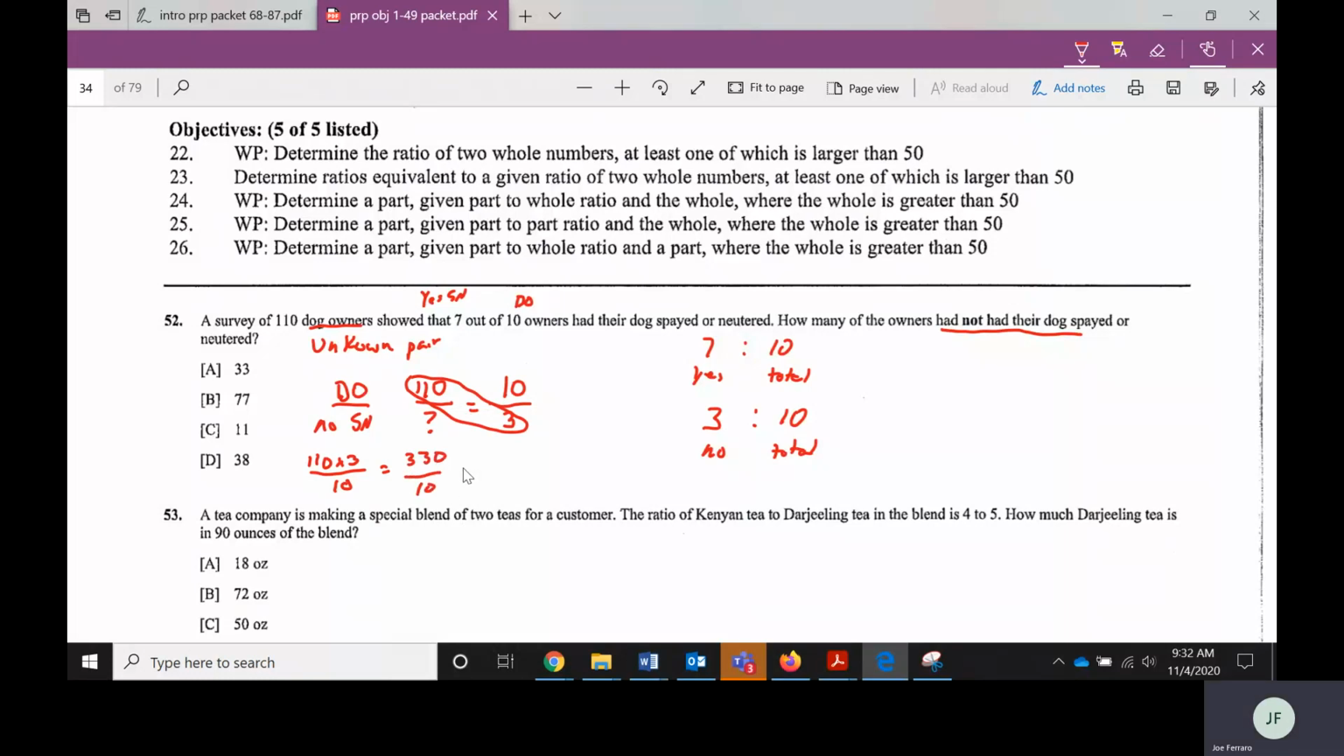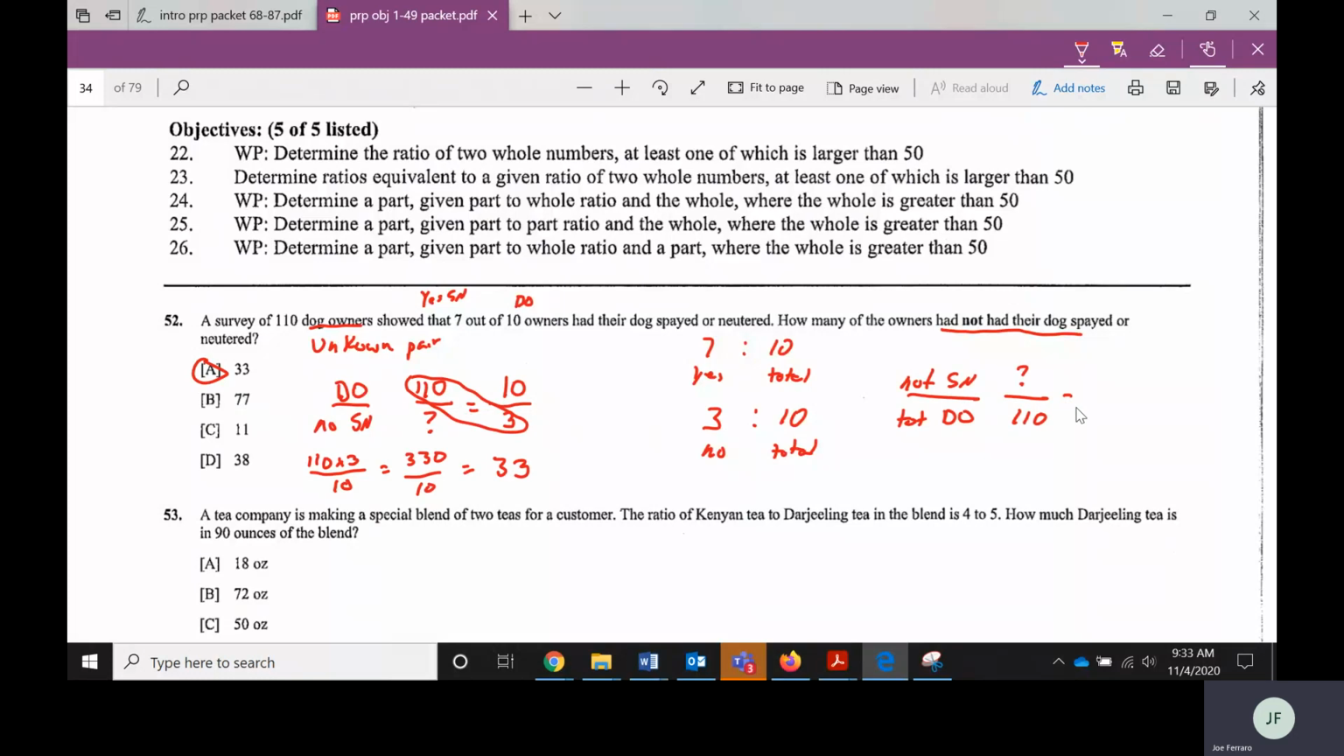We're going to divide it by 10, and we get 33, which is here. Now, I'm not going to do this for all problems, but I just want to show you if we set it up opposite. So if we put not spayed or neutered on top and the total dog owners on the bottom, then it would look like this.